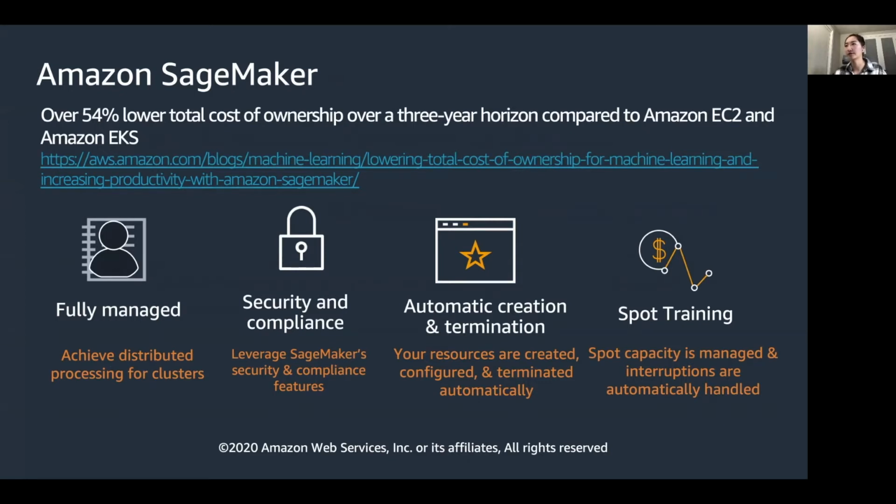The total cost of ownership is often the financial metric that you use to estimate and compare machine learning cost. And the detailed total cost of ownership analysis conducted earlier showed that Amazon SageMaker provides a better total cost of ownership across teams of all sizes. Specifically, that's 54% lower than EC2 and EKS over 3 years.